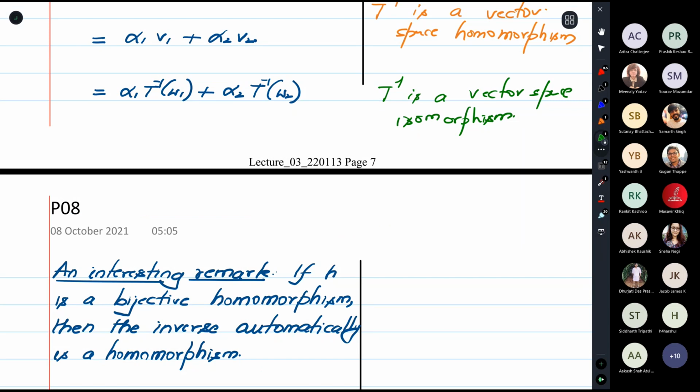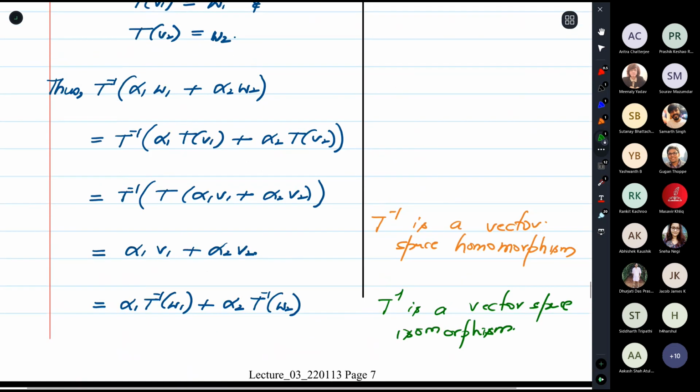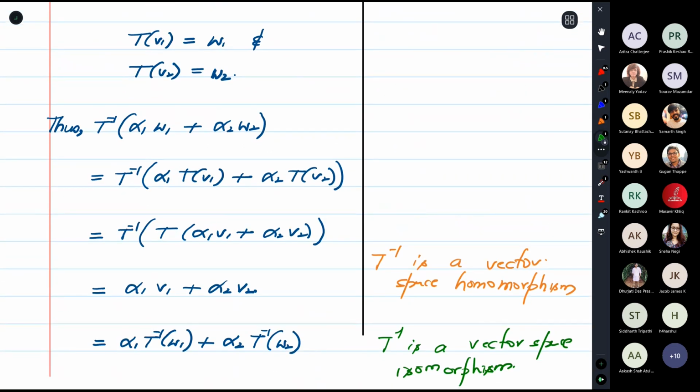If there are any questions, please let me know with regards to this proof. Do you have any questions? If there are any questions, please let me know. Okay, I don't see any raised hands, so maybe we can advance.